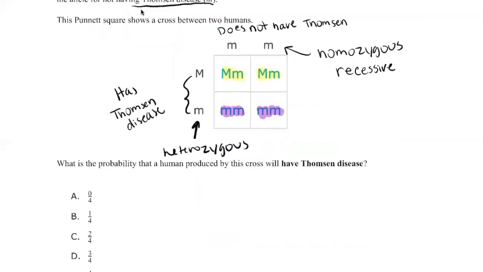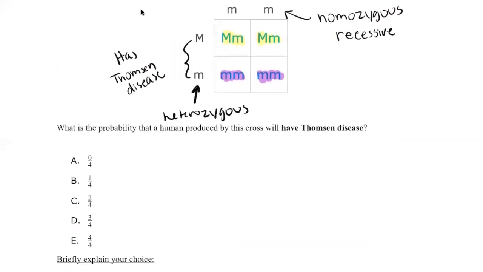So when we answer the question, what is the probability that a human produced by this cross will have Thompson disease? We are basically looking for the squares where we have a capital M. That's essentially what we're looking for. The squares that have the capital M, remember, dominant always dominates or overpowers recessive. So as long as we have at least one capital M in our combination, we're going to have the Thompson disease. It's a dominant disease. And so all we have to do is count the squares.